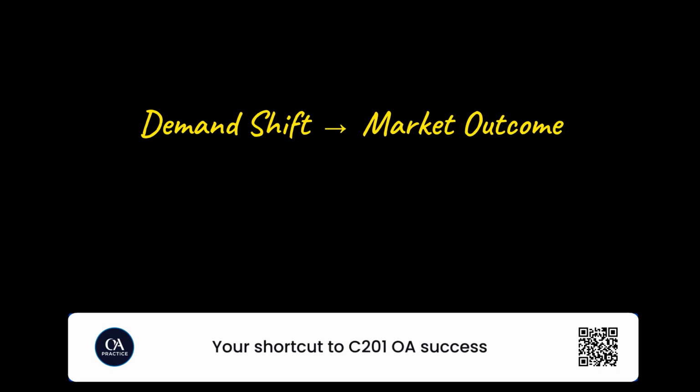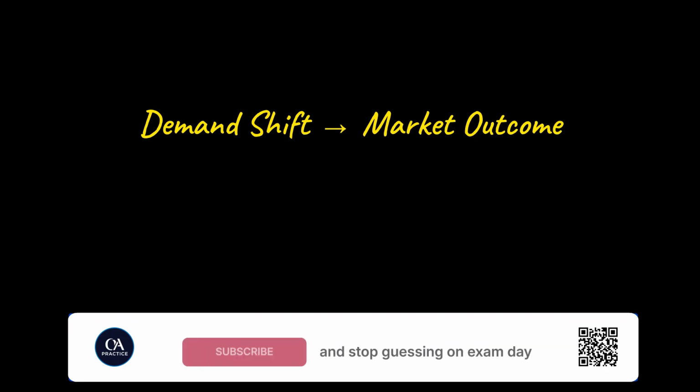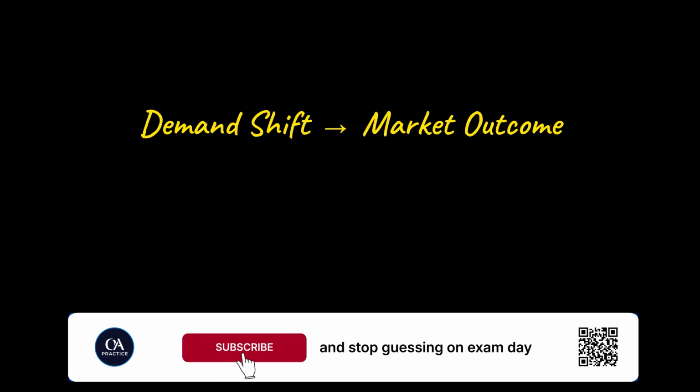Once you identify a demand shift, the market outcome follows a reliable rule. A rightward shift raises both equilibrium price and quantity sold. A leftward shift lowers both. Price and quantity always move together when demand shifts. A pattern worth memorizing for any scenario question.